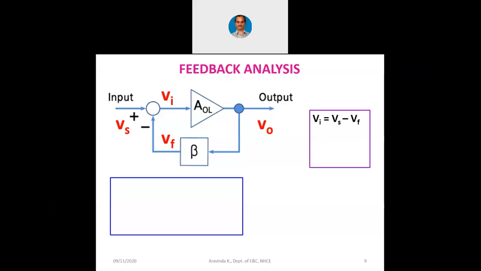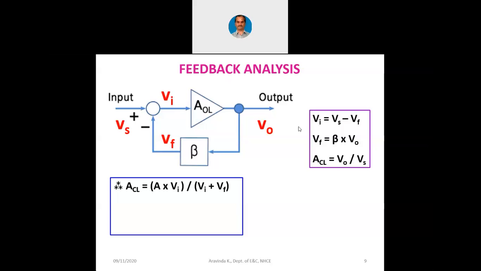So we know that Vi is Vs minus Vf, and Vf is beta into V0. And closed loop gain ACL is V0 divided by Vs, because with the closed loop, input to the whole system is given as Vs, output from the system is taken as V0. So naturally closed loop gain is V0 by Vs, whereas the open loop gain was V0 by Vi. Now let us derive an expression for the closed loop gain.